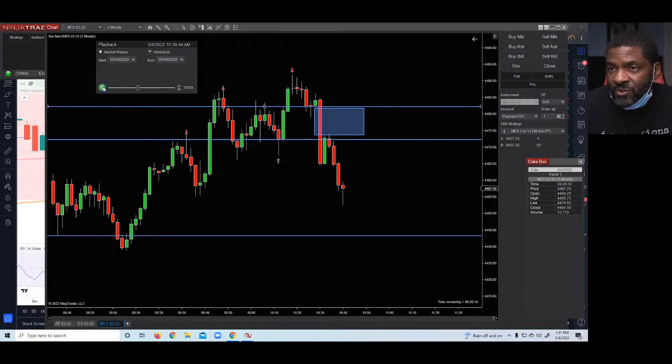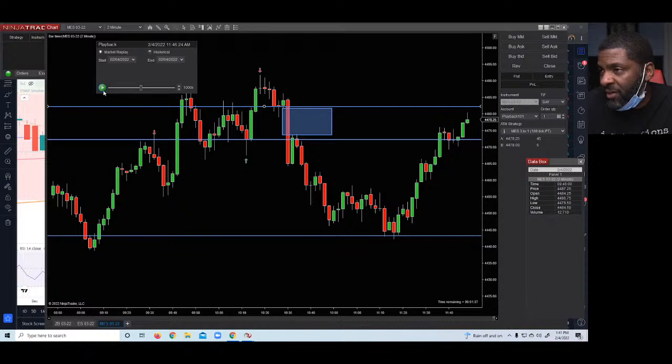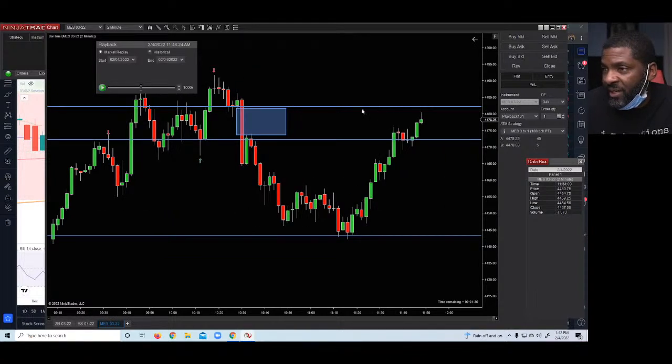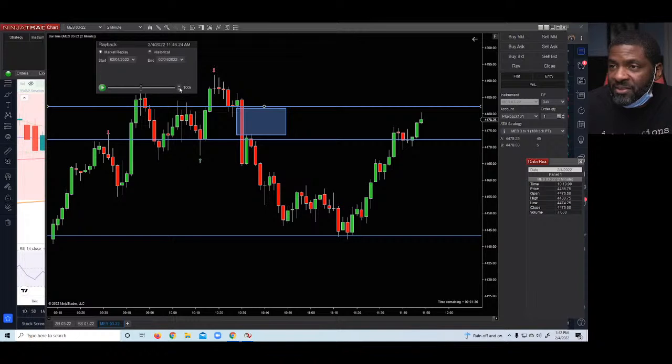Let's speed this up because it might take some time for it to come back. Okay, boom. All right, we getting it. We into the fair value gap now. We're here in the fair value gap, but we ain't made it up yet. Come on, let's keep going.